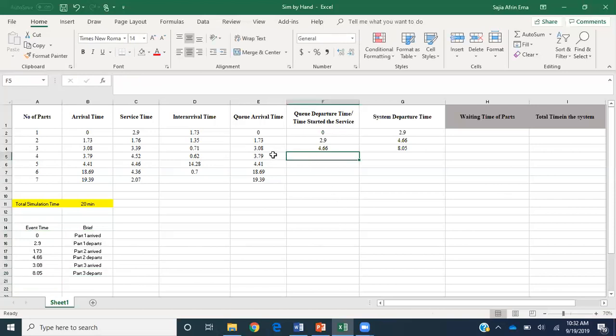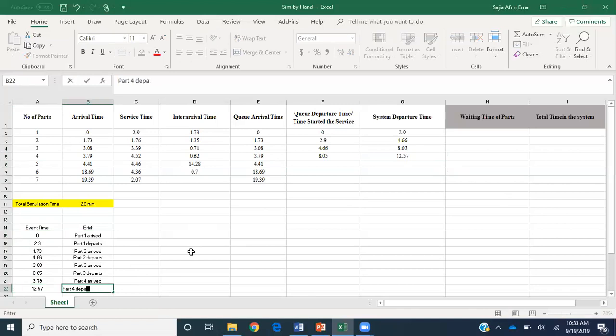Next, at 3.79 minutes, part 4 arrived. What time can it start its service? The time part 3 finishes its service. What time will it leave the system? 12.57 minutes. Okay. So we got 2 more things. 3.79 minutes. What happens? Part 4 arrived. At 12.57 minutes, part 4 will depart the system.